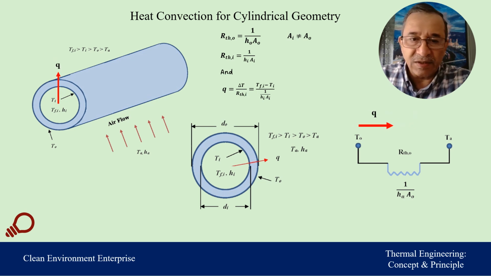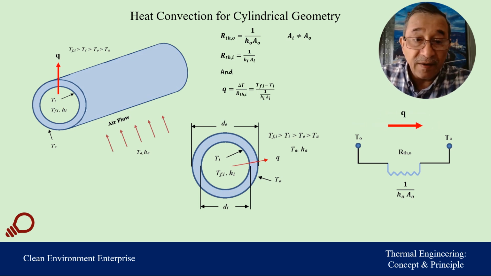Thermal resistance is represented by 1 over hA, depending on h, whether it is on the inner or outside, and the surface area should match the position where we are calculating the resistance, and the Q will be perpendicular to the surface area of that object, and here we have the cylinder.